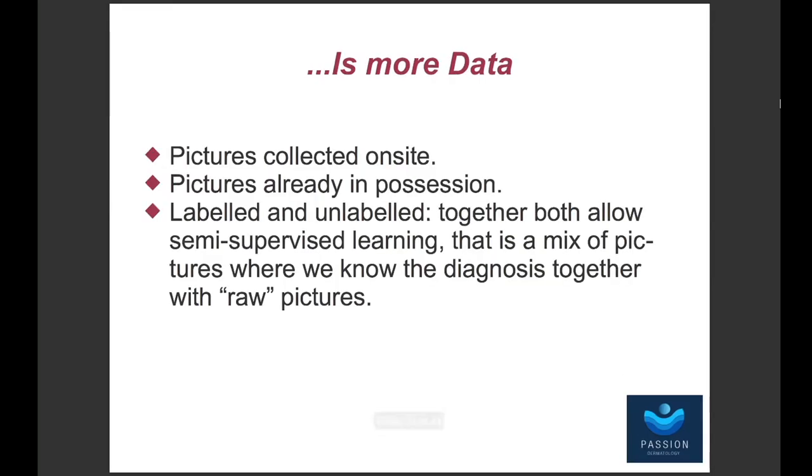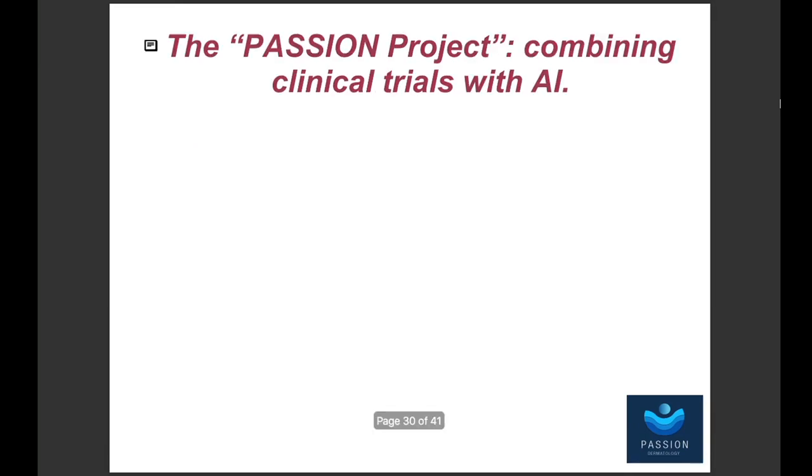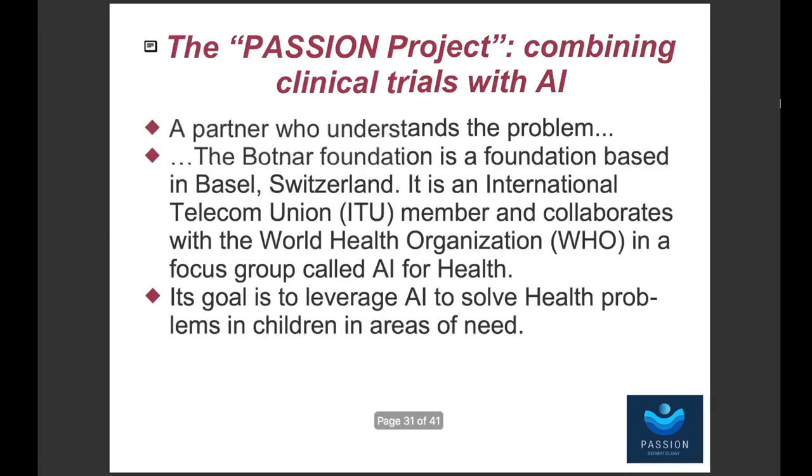But in the end, what we need is more data. So pictures we already have, which have been collected, also new pictures that we collect. And if we can, we can label these images and unlabel them to do a process called semi-supervised learning, where we can actually learn on the images we collect and actually define how much work we're going to do in the beginning to be able to reach these results. So I'm going to talk about the passion project. So how we are integrating this artificial intelligence with the clinical trials.